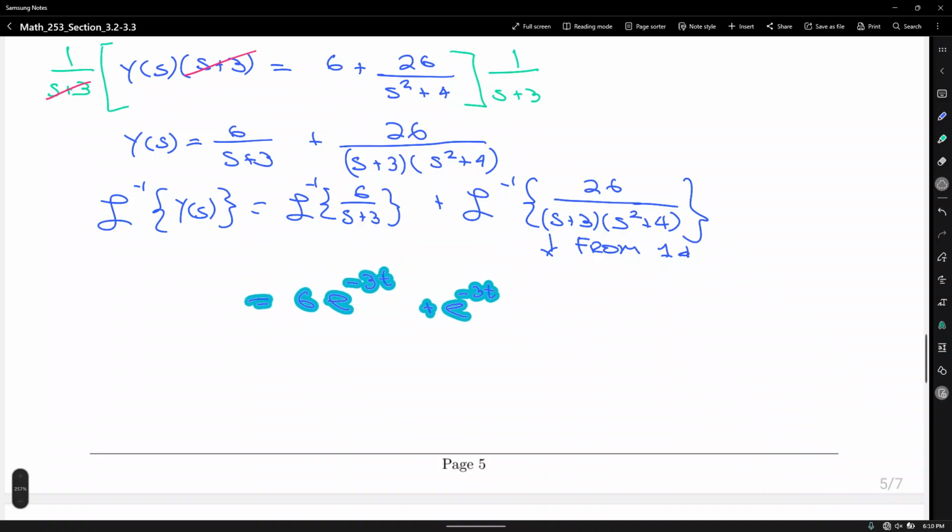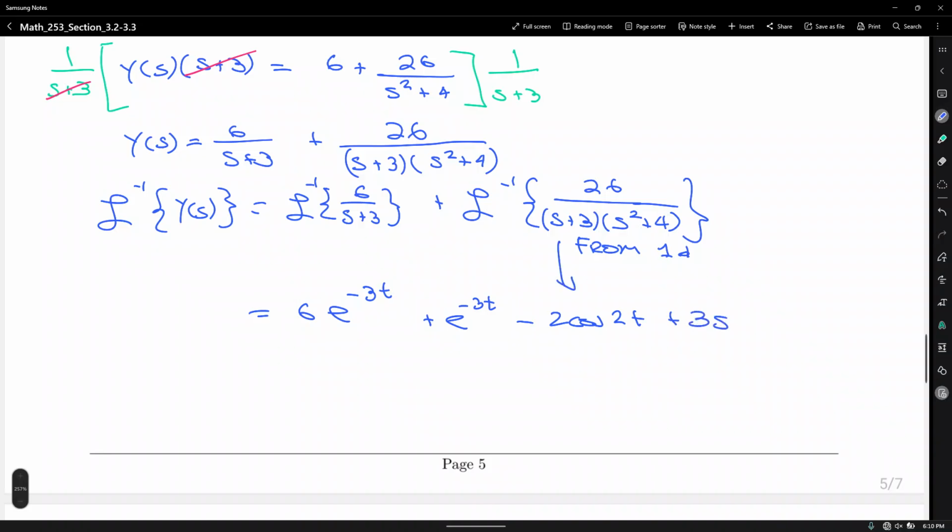Let me make some room here. And minus 2 cosine 2t plus 3 sine 2t. And well, what's the inverse transform of y of s? Isn't that y of t again? And that's the solution to the differential equation, right?